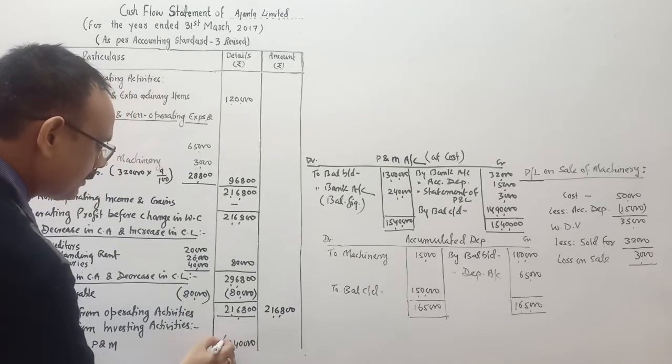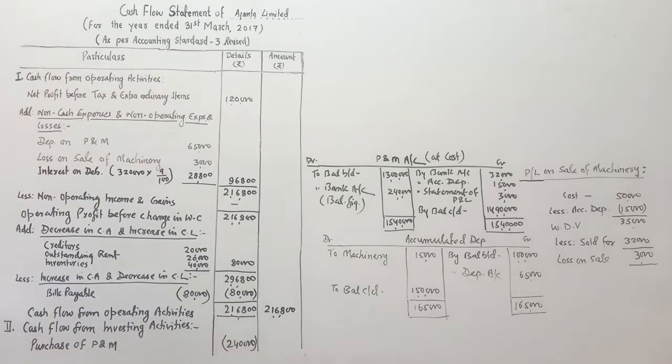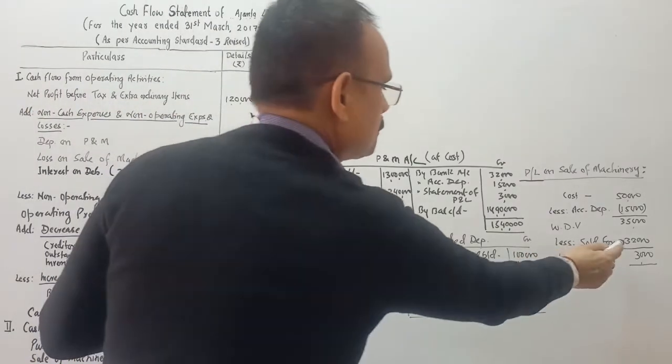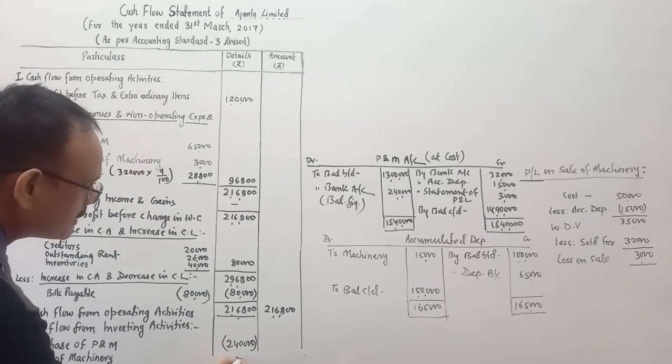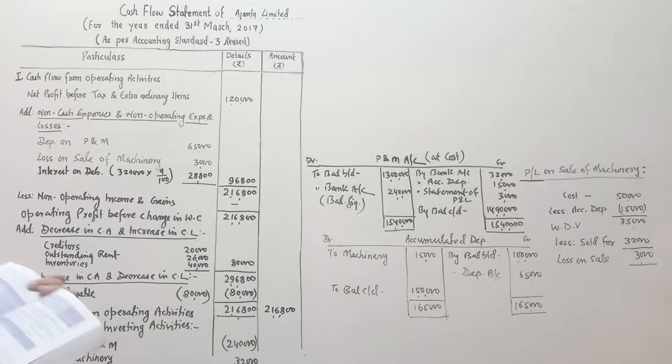Purchase of plant and machinery is an outflow of cash, and sale of machinery, one machine is sold, is an inflow of cash. So sale of machinery is machinery sold for rupees 32,000. This is the inflow. 32,000 is the inflow of cash, so it is without bracket.